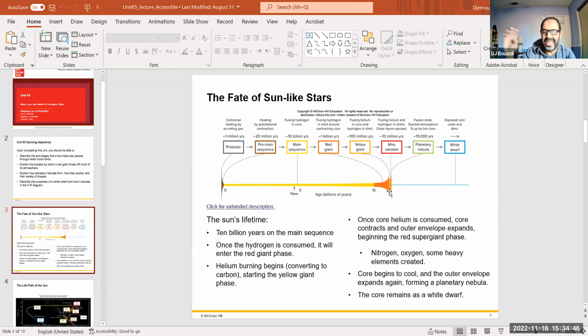Basically, they will expand and feed the rest of the interstellar space with these materials. This process takes about 10,000 years, so it's a very, very short process.